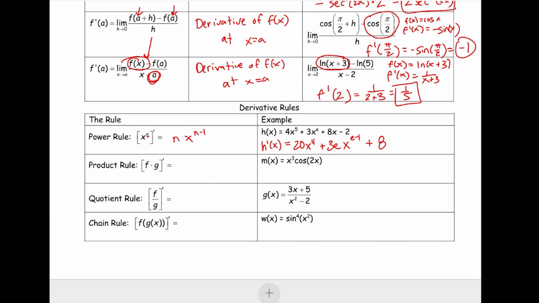The product rule is the derivative of the first times the second, plus the first times the derivative of the second. If I apply that here on function m, the derivative of x cubed is 3x squared, times the second, cosine 2x, plus the first, x cubed, times the derivative of the second.